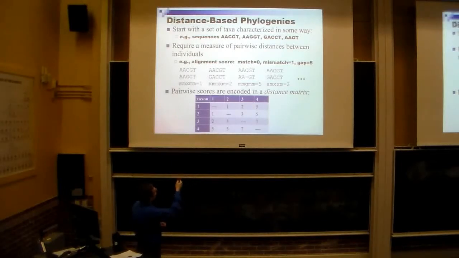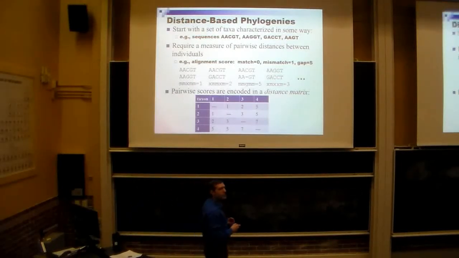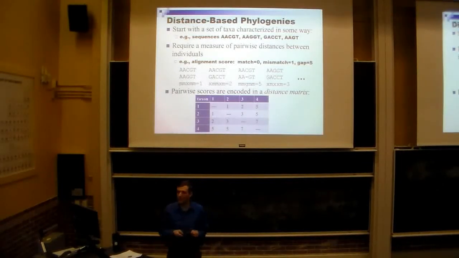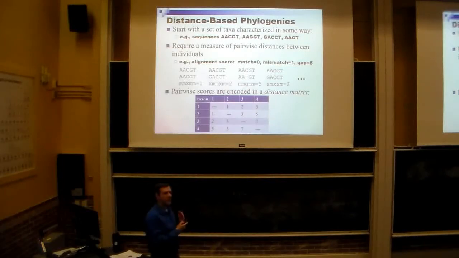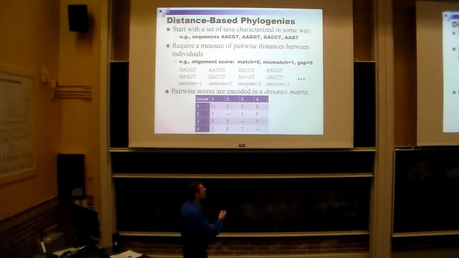So, for example, our raw data might be a set of sequences, maybe a set of nucleotides in some conserved region, some gene sharing among our organisms, and then we would try to estimate how evolutionary distant these different sequences are. There are various ways you could do that. An alignment score can be one way of doing that.